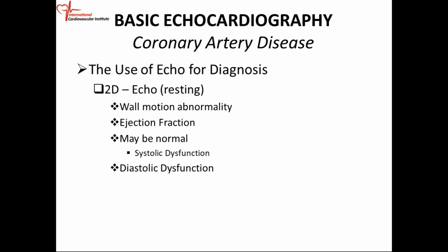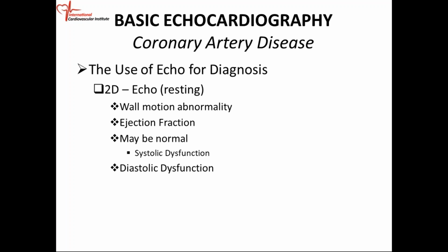Now, how do we use the echo to make the diagnosis of coronary artery disease? And as mentioned before, if you have significant blockage of the blood vessel supplying a particular segment, then the first thing that's going to happen, well, after a series of events, the first thing that's going to happen, you get wall motion abnormality. So again, when you look at a segment, you're looking for thickening. You're looking for thickening and motion to some extent.